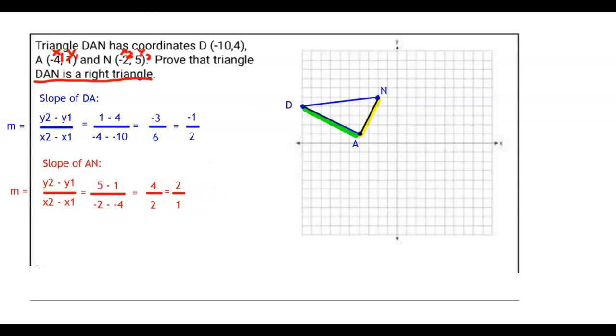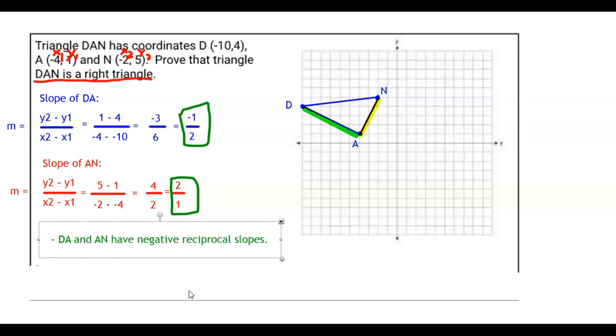Now I want you to take a look at these two slopes. We have negative 1 over 2 and we have positive 2 over 1. You should notice that they are reciprocals of each other, which means they're flipped upside down, and one of them is negative and one of them is positive. So these are so-called negative reciprocal slopes. I'm going to write that down. DA and AN have negative reciprocal slopes. Another piece of information that I know is that when two lines have negative reciprocal slopes, they are perpendicular to each other. Easily just write down DA is perpendicular to AN.